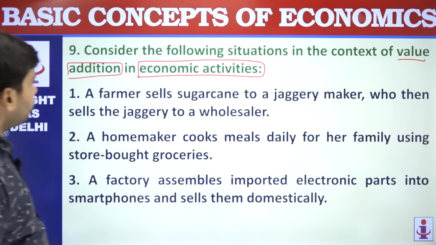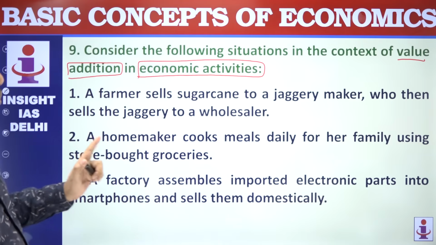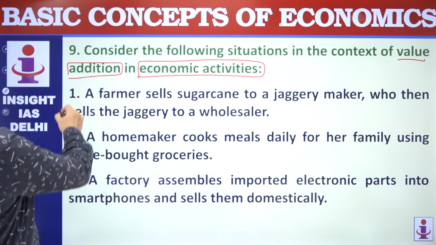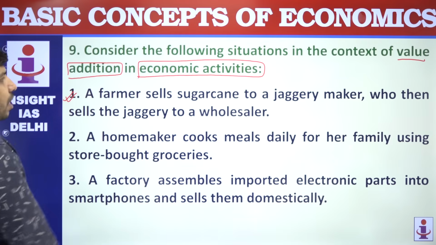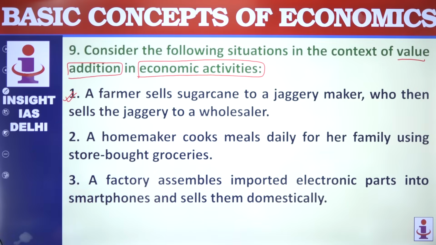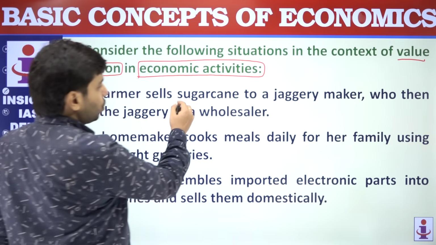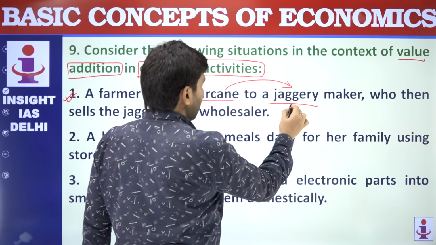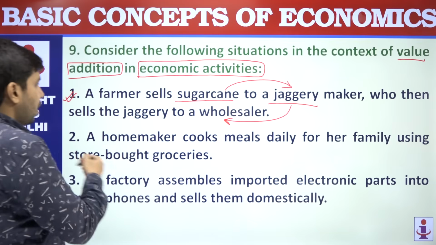So let's see what the statements are. A farmer sells sugarcane to a jaggery maker who then sells the jaggery to a wholesaler. Yes, this is value addition in an economic activity. Let's see what the question is first. Which of the above activities involve value addition as understood in economic terms? Which of the above is a clear example of value addition? The farmer is selling sugarcane, which is a raw material. The jaggery maker converts the sugarcane into jaggery and the jaggery is sold to a wholesaler. So it is value addition.